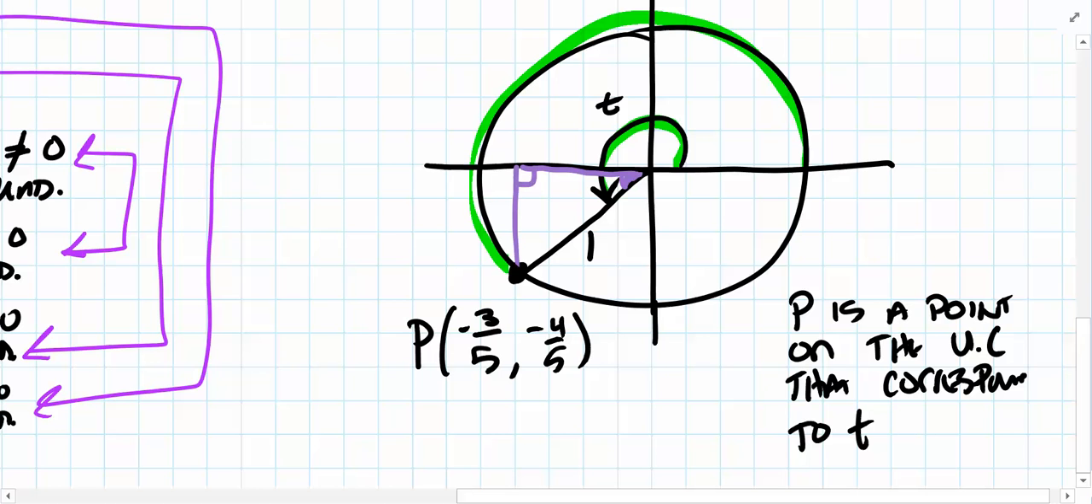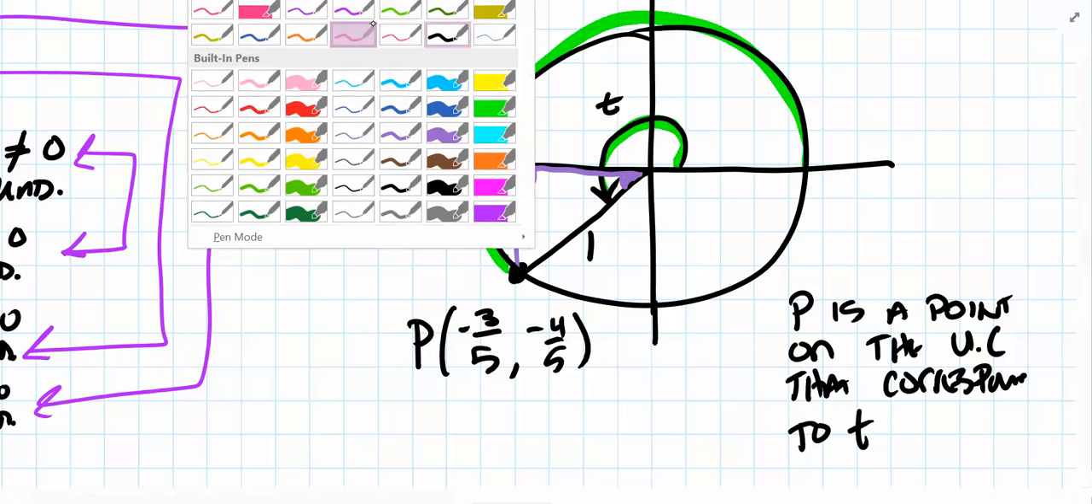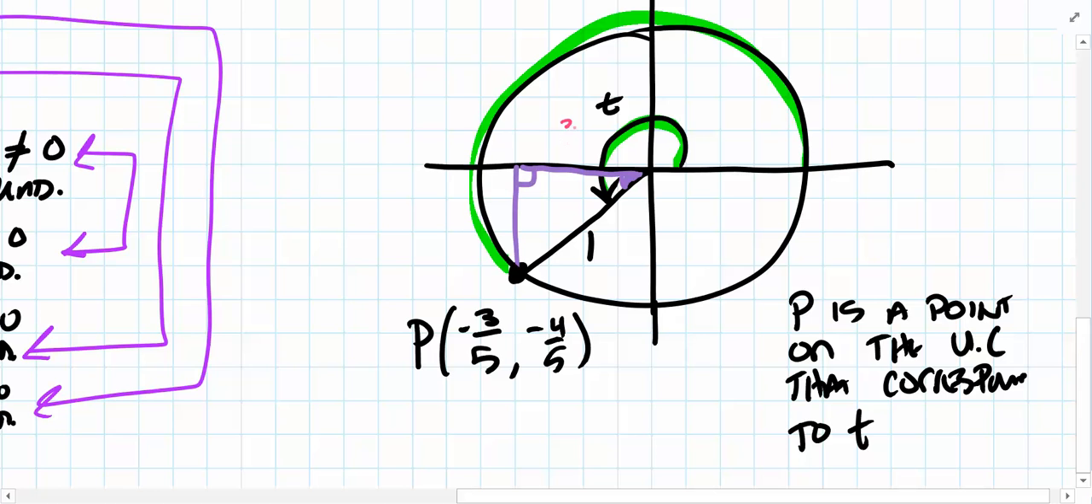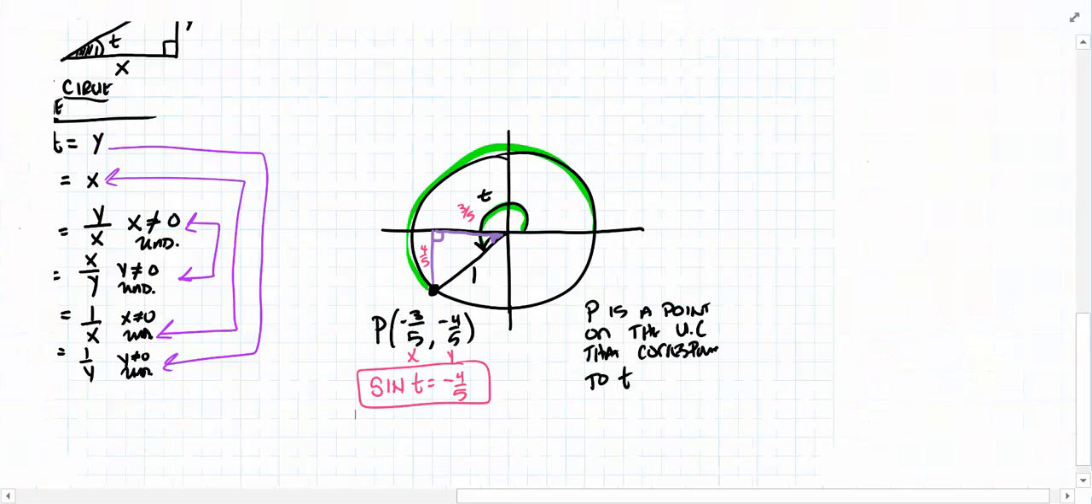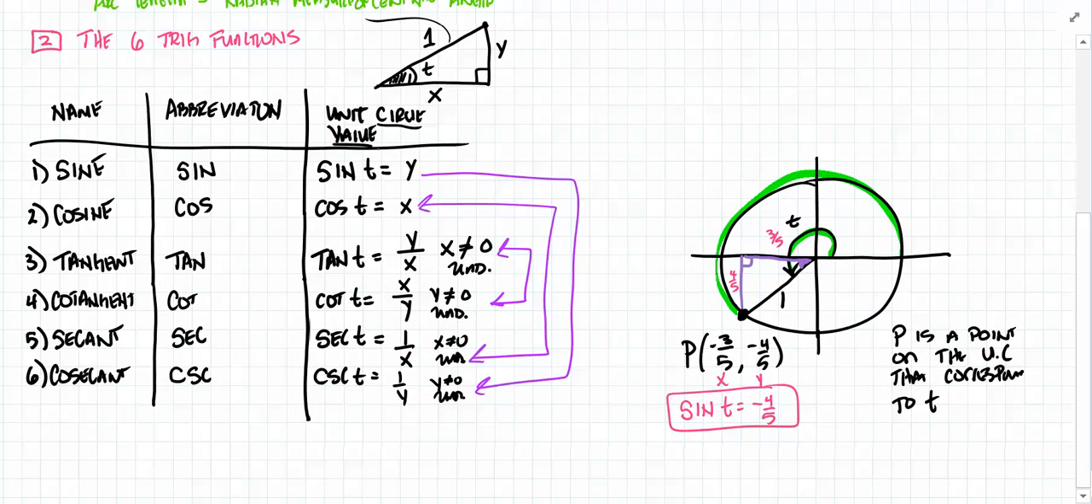So that means that this distance had to be 3/5 and this distance had to be 4/5. See how that works? Okay? So now this is the x value, this is the y value. So now I can definitively say the sine of angle t is negative 4/5. It is the y value. See that? Because right here, we figured out that the sine of t is equal to y. So if I'm given a point on the unit circle, the sine of t is the y value.